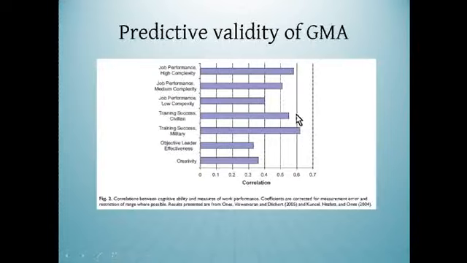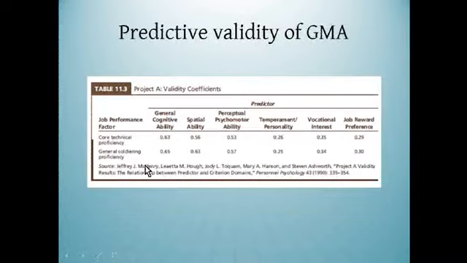Now, it also predicts training success in military settings and in civilian settings. General mental ability, to a lesser extent, predicts objective leader effectiveness. So we have a correlation of just over 0.3. So if you square that, that's roughly 9%, which doesn't seem like much, but is higher than a lot of other things predicting leader effectiveness. And for creativity, it's roughly 0.35. So again, we see general mental ability showing predictive validity for all these outcomes.